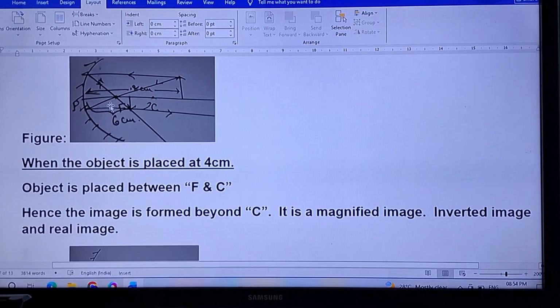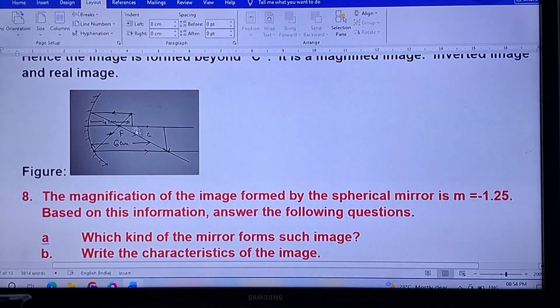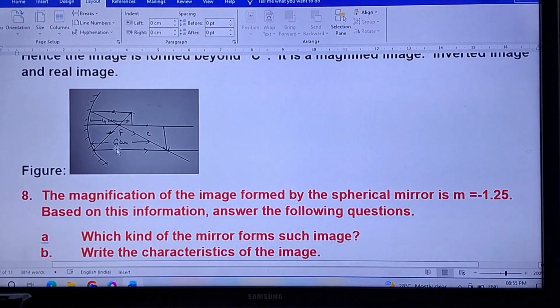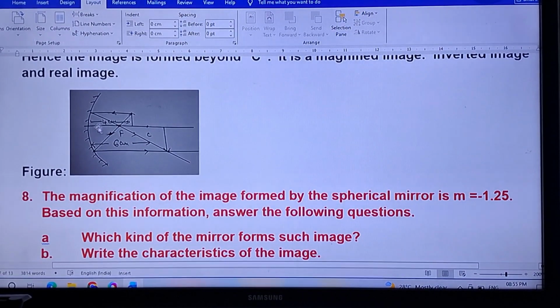Object is here. You can see this, 6 centimeters is from here to here. Object is placed at 4 centimeters. Then from here a ray passes parallel to the principal axis.